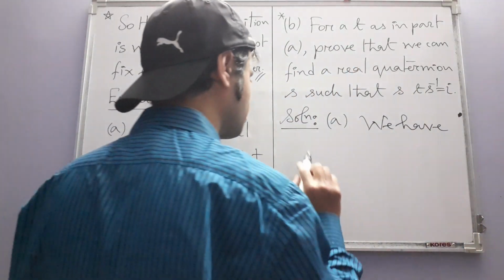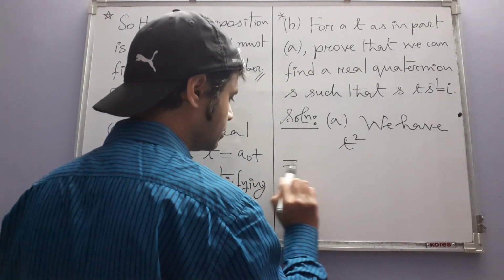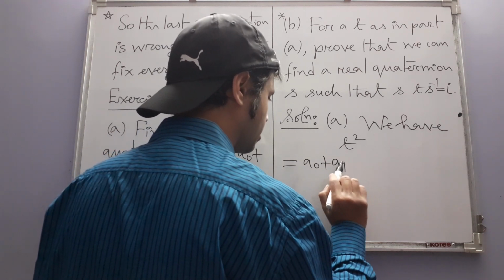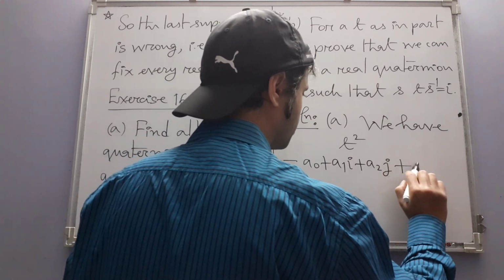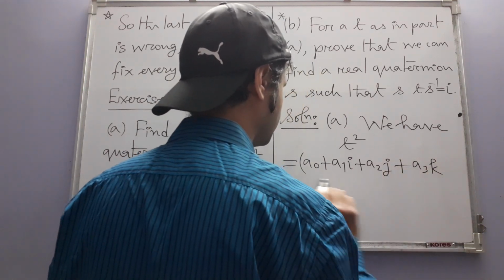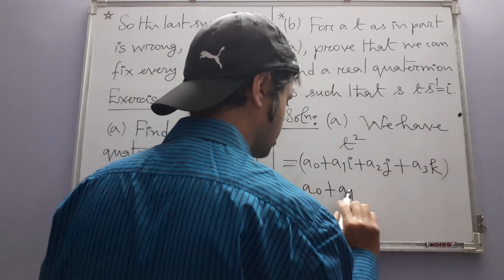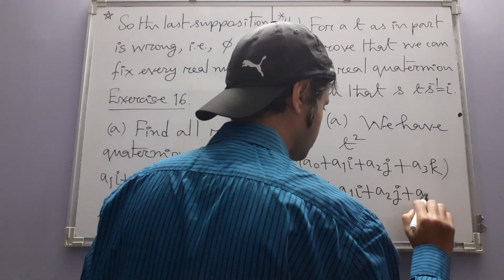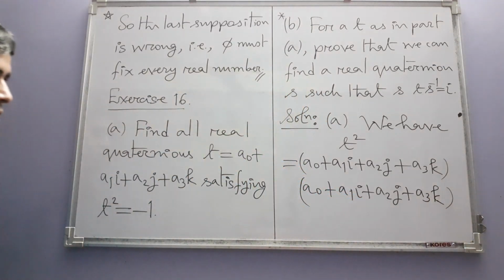First we calculate just t square, and then we will impose the condition that t square is -1. A0 plus A1I plus A2J plus A3K. It's better to write two factors like this so that we can see what we are doing. Okay, so let us continue from this side.